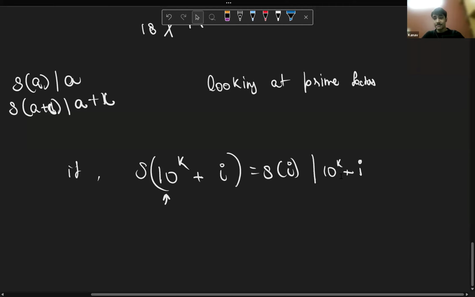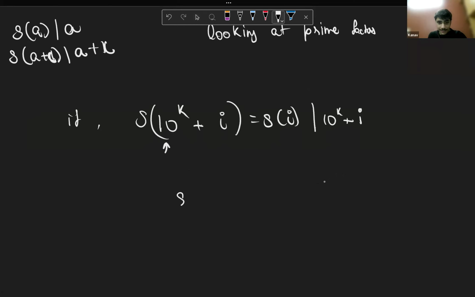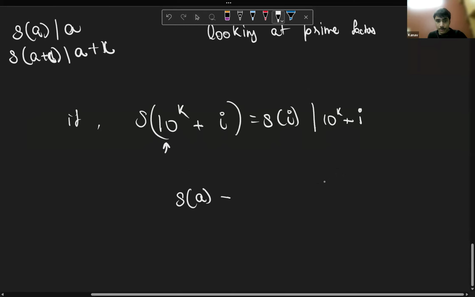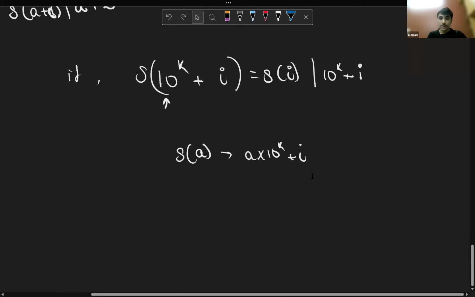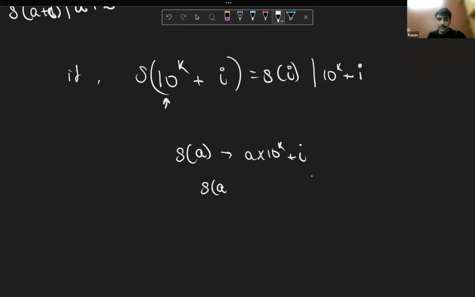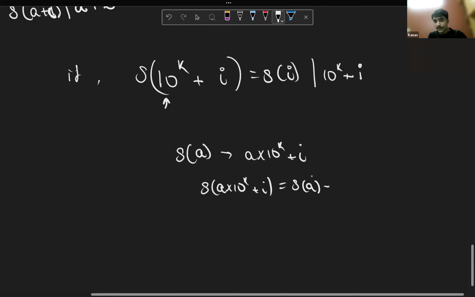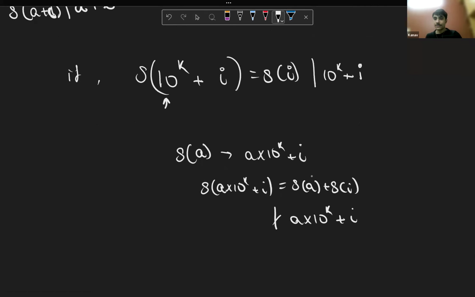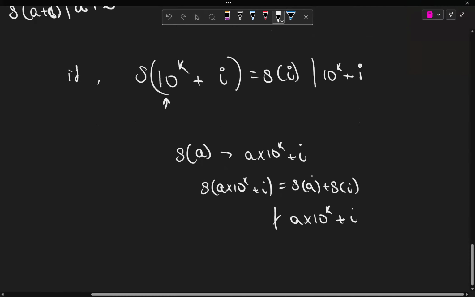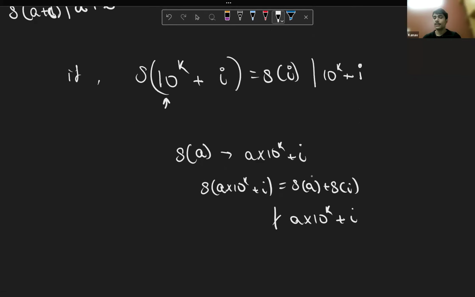Okay, so you are trying to combine the previous idea as well. But you're saying if I start with some number a, I go to a times 10 to the k plus I. So I'm actually looking at s of (a times 10 to the k plus I), which is equal to s of a plus s of I. And you do not want this to divide a times 10 to the k plus I. You can choose some happy k which works out. That's what you're saying. Yes. Right. That is valid.